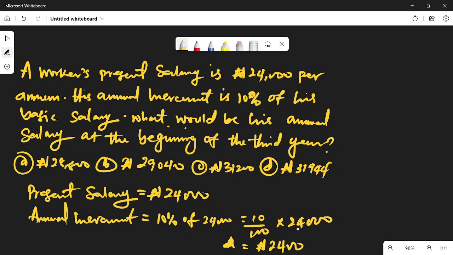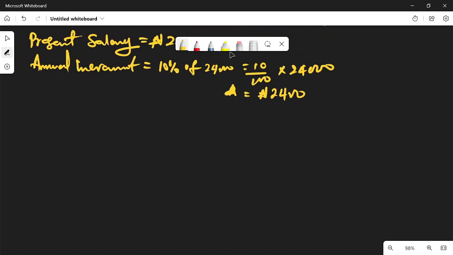So at the beginning of the third year, that means every year they are adding 2,400 naira to his salary at the beginning of every year, right? Okay, so let's say currently the man is earning 24,000 naira.